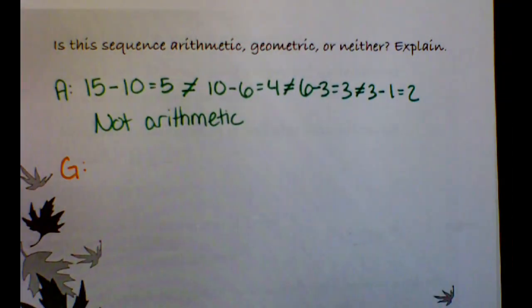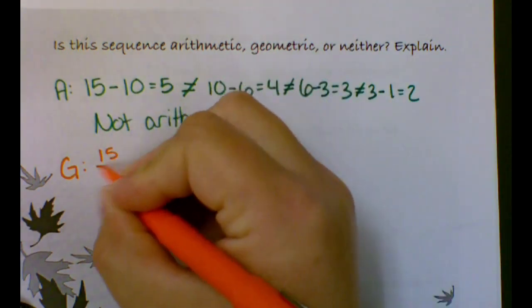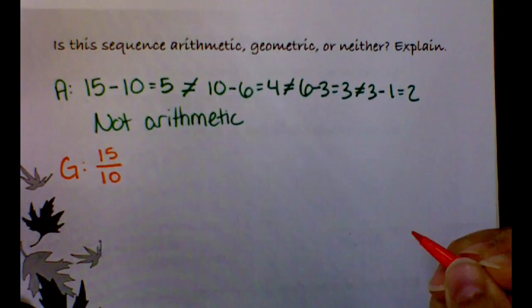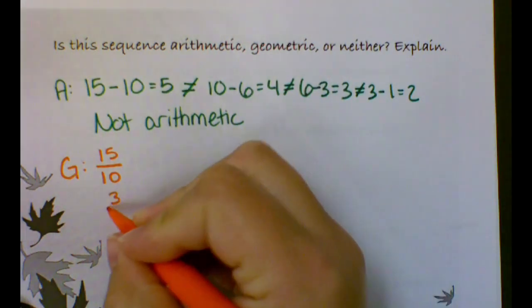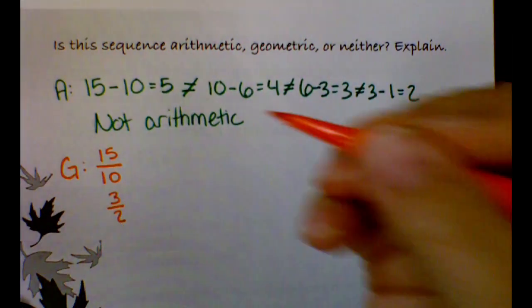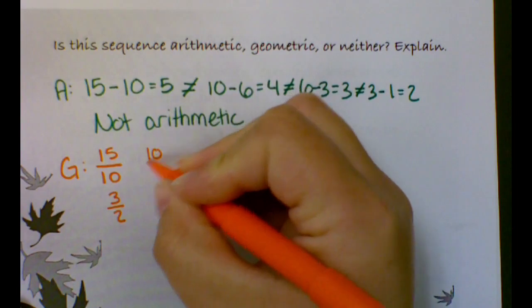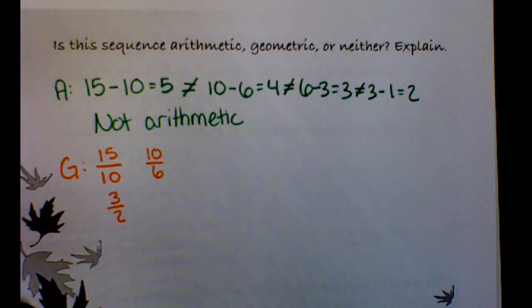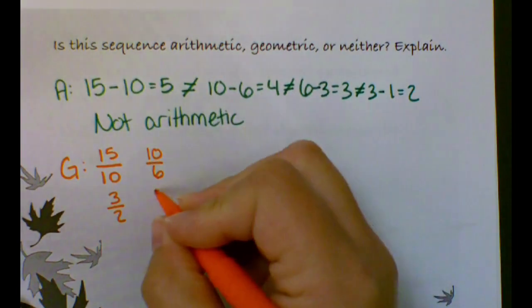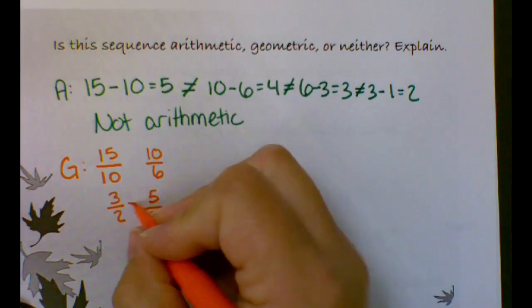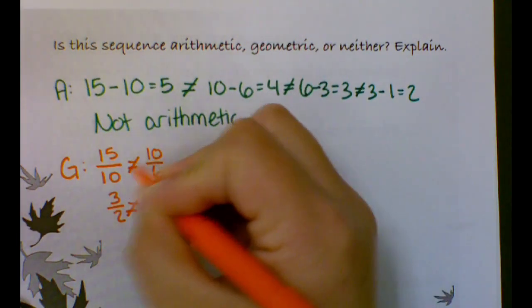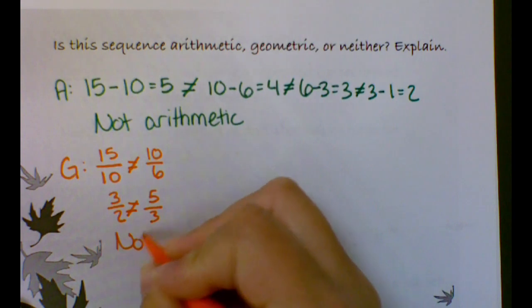To see if it's geometric, we divide a value by the value before it. So I would start off with 15 over 10. Well, 15 over 10 simplifies to 3 over 2, or 1.5. And then we would take 10 over 6. 10 over 6 simplifies to 5 over 3, or 1.6 repeating. So already I can tell you those are not equal, so therefore it is not geometric.